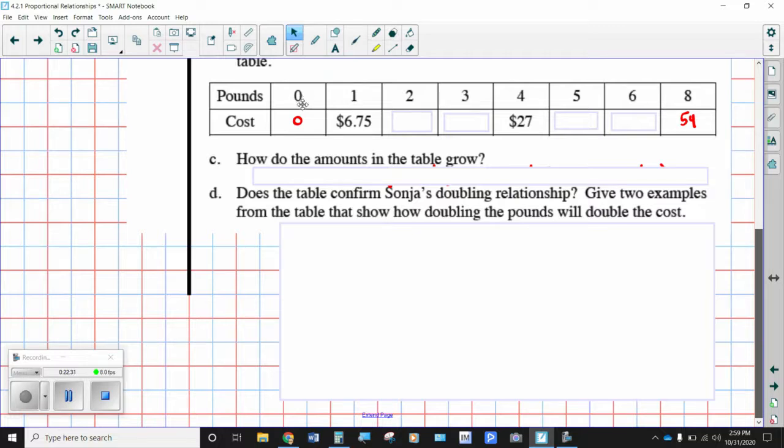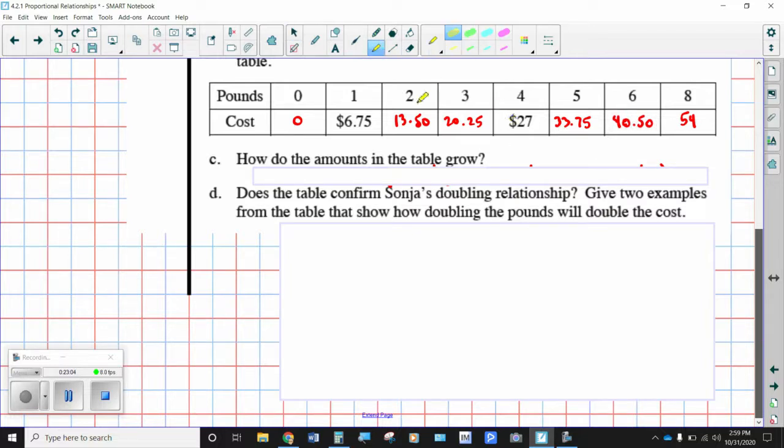The second part is the fact that this table is now going to grow according to a pattern or a constant growth rate, which is the unit rate in this particular situation. If you multiply 1 times 6.75, you get 6.75. If you multiply 2 times 6.75, you get $13.50. If you multiply 3 times 6.75, you get $20.25. If you multiply 5 times 6.75, you get $33.75, and 6 times 6.75 is $40.50.